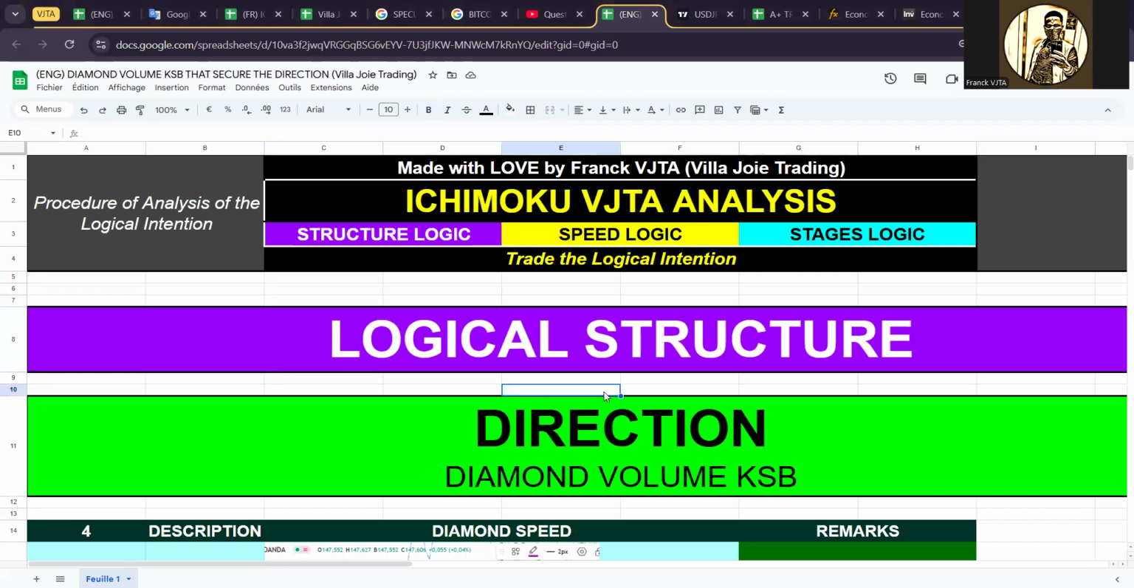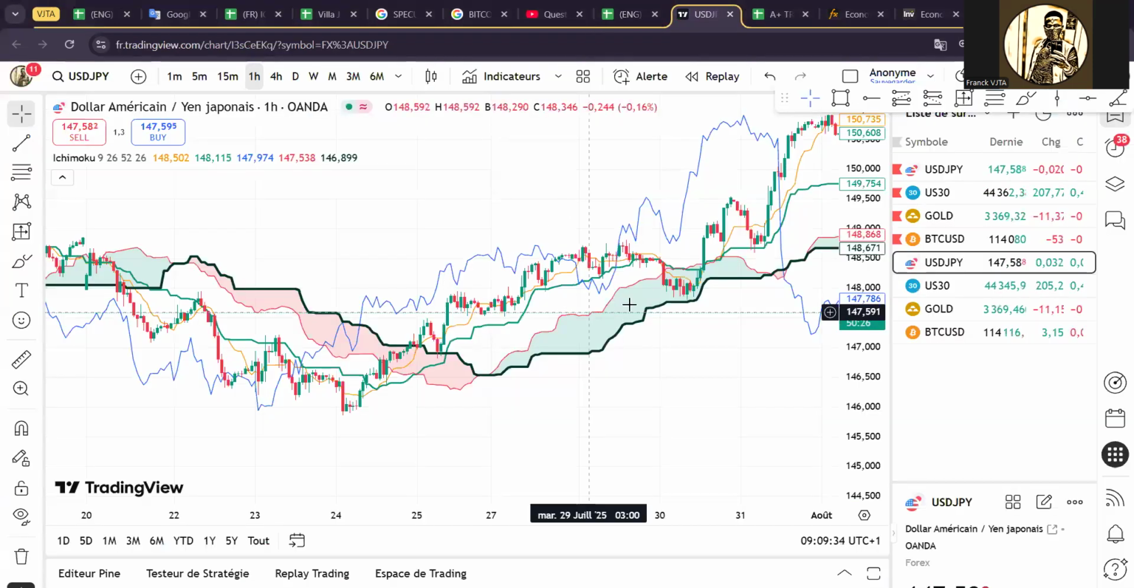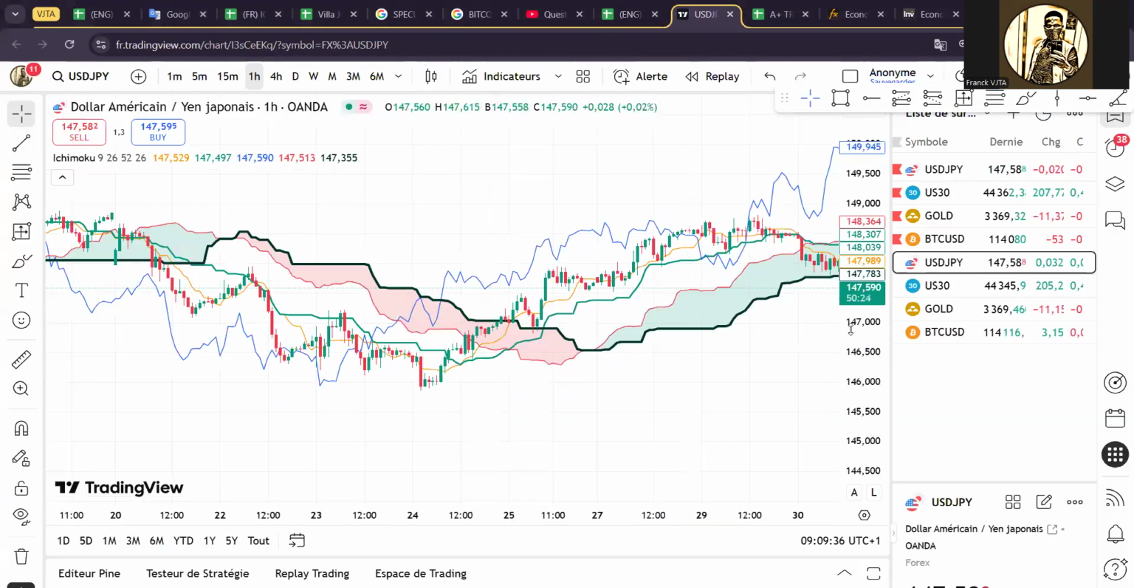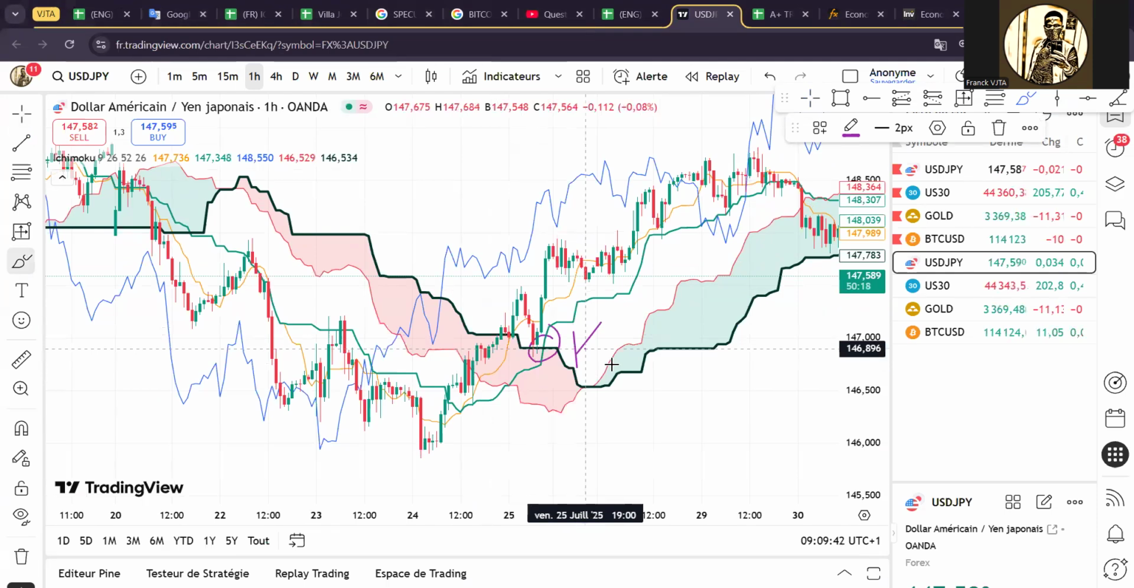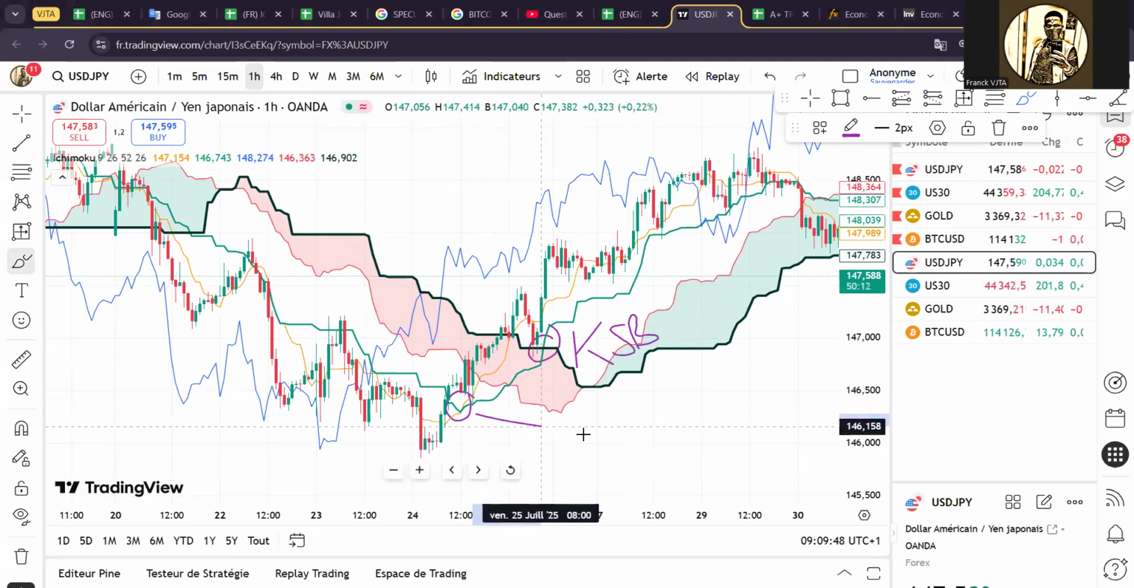So you have a direction, and the next direction after TK volume is the diamond volume of KSB. That gives the direction. The diamond volume of KSB is one of the secure direction givers. What do I mean by that? Here is the KSB, here is when Kijun breaks above SSB. And here is where we have TK.